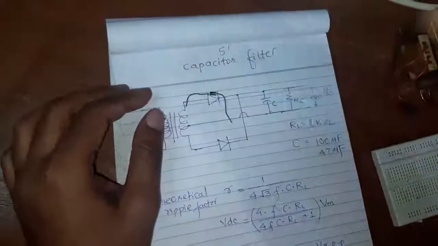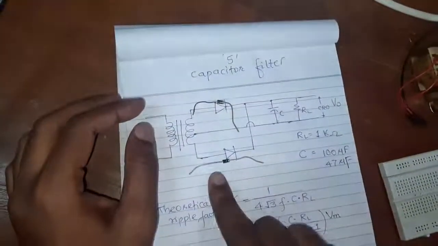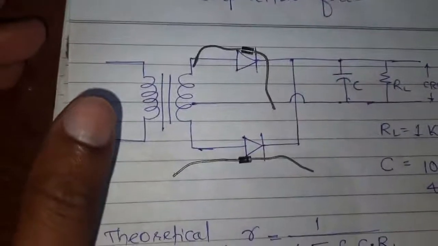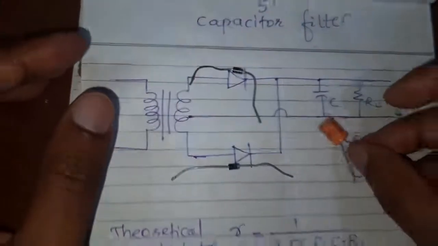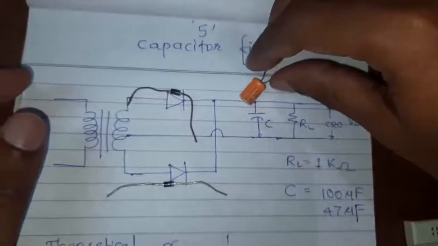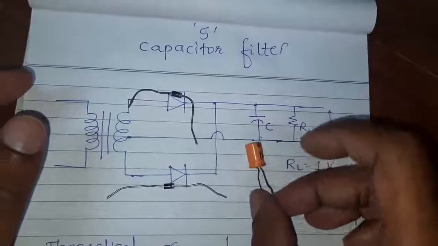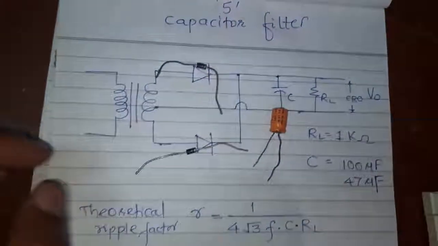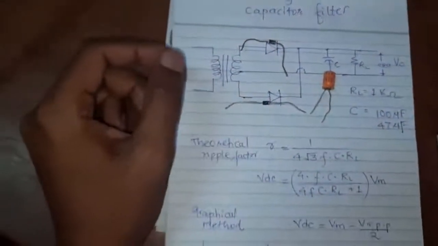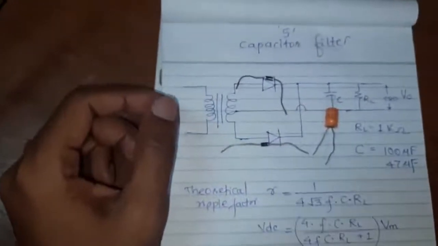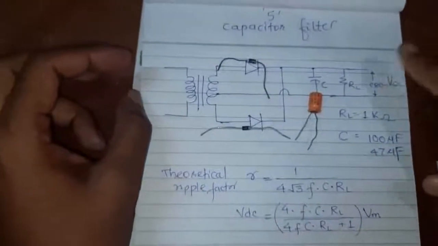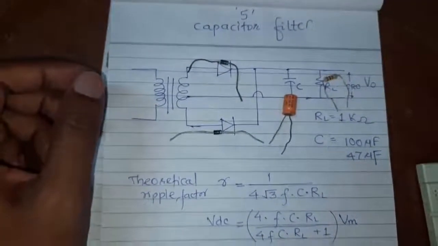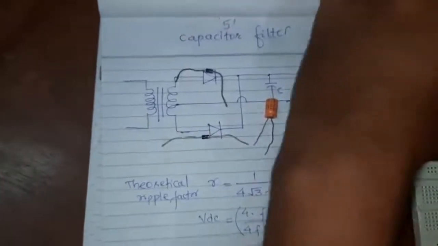We require two diodes. So this is one diode and this is one more diode. We have the anode and cathode of the diode; you have to connect them properly. First we will be using a capacitor of 47 microfarad, and in the second reading we'll be using a capacitor of 100 microfarad, and we'll see how it improves the ripple. For the load we have taken a 1 kilo ohm resistor. So we'll start the connections.